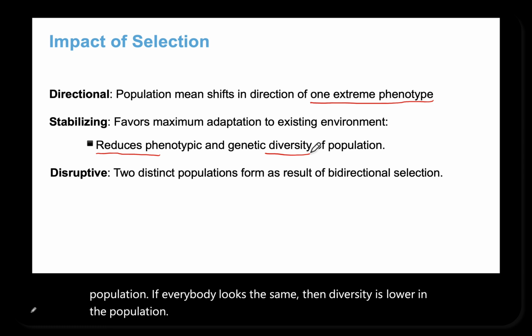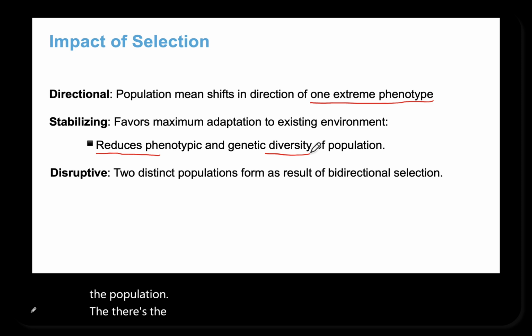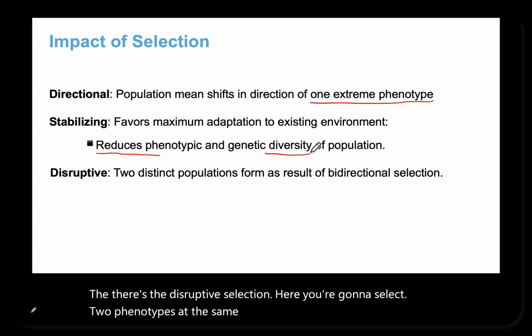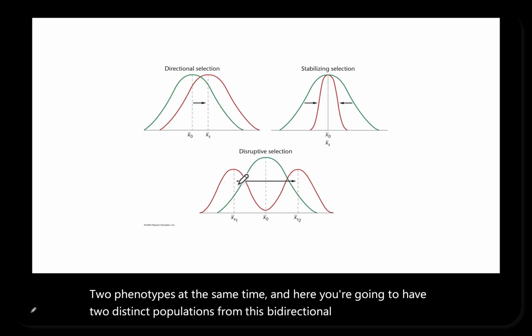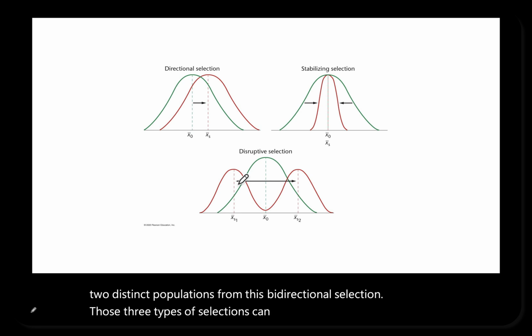The disruptive selection, here you're going to select two phenotypes at the same time. And here you're going to have two distinct populations from this bidirectional selection. Those three types of selections can be represented graphically like this.